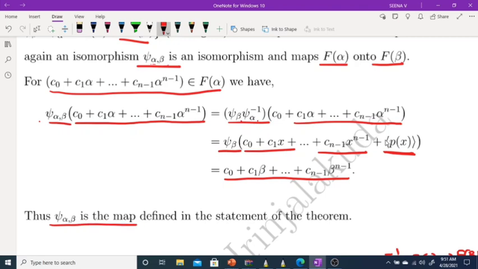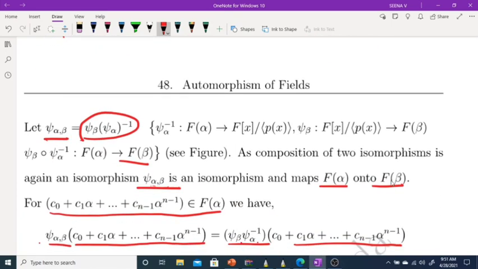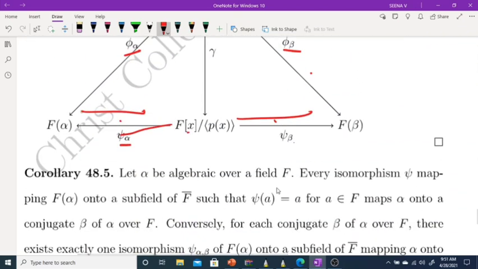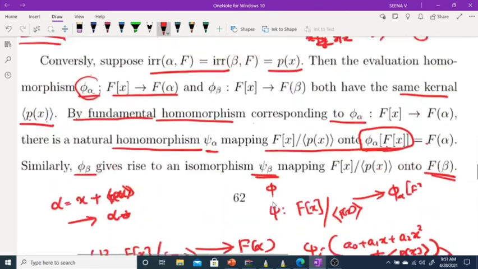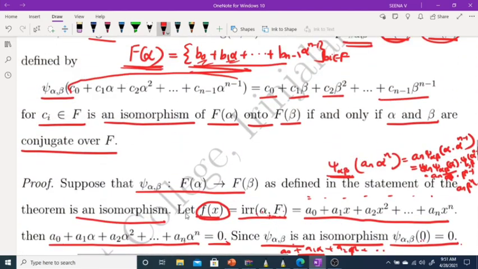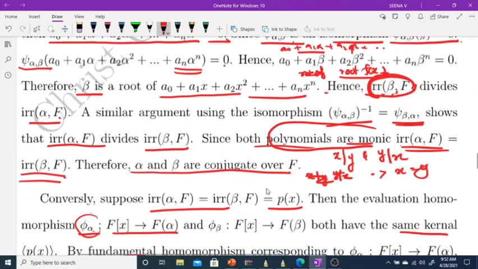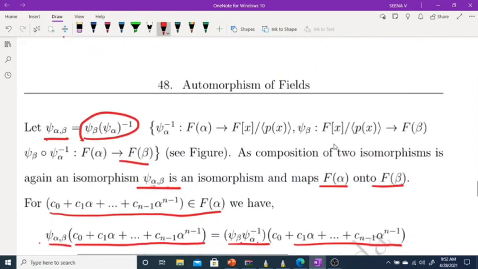Thus psi alpha beta is the map defined as in the statement of the theorem, a map from F(alpha) onto F(beta), and this is also an isomorphism. That's the conjugation isomorphism theorem. So for the first part, you have to just know the definition of irreducible of alpha and beta. And for the second part, you must know how we are defining psi alpha and psi beta.